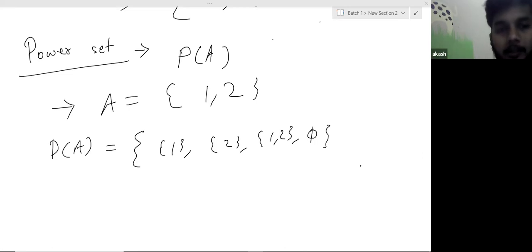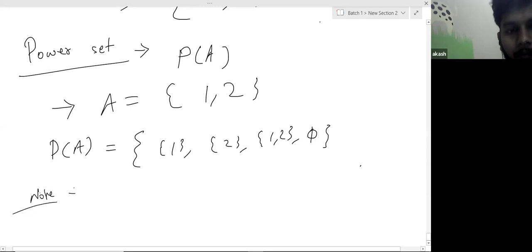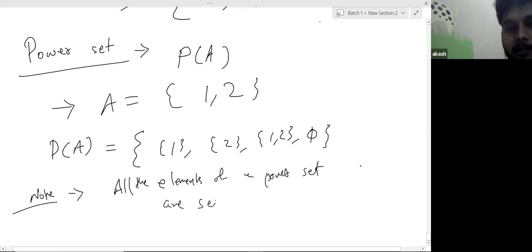All right, so note this down. Note: all the elements of a power set are sets, because they are all subsets. That means they are sets.